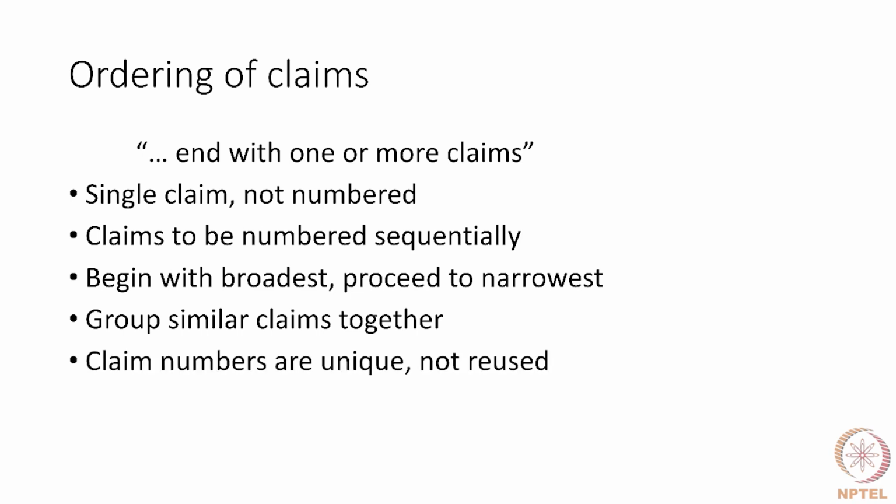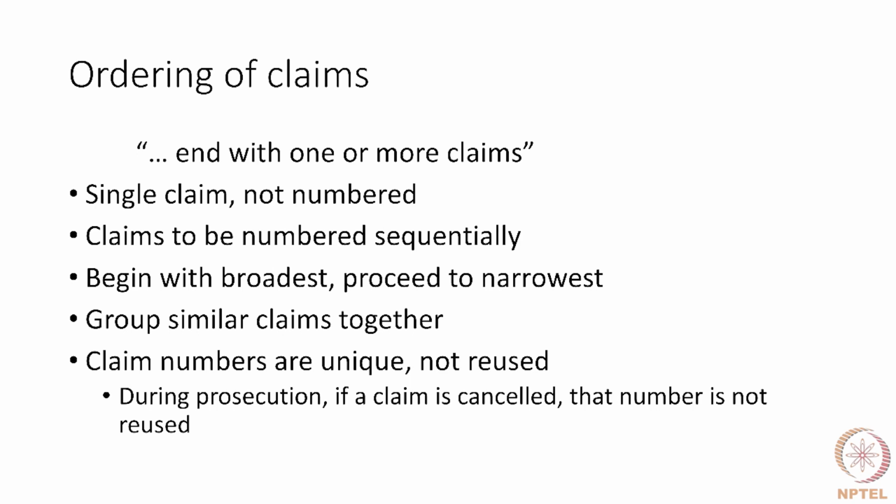Claim numbers are unique. The number which you allot for a claim is not reused. So you have 3 claims in your application, claim 1, 2, and 3. During prosecution, if you cancel claim number 2, because there is an objection or for whatever reason you want to cancel that, you just continue with 1 and 3 throughout the prosecution. The number that you cancel is not reused because it leaves a track of the cancellation and it keeps a track of what was given up.